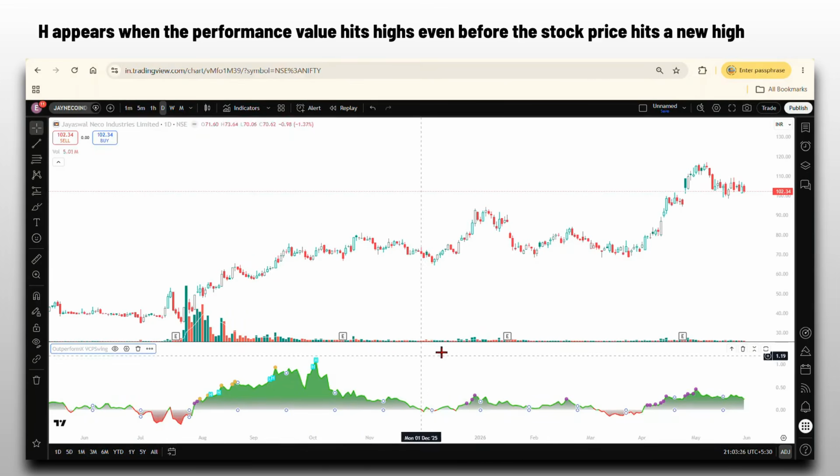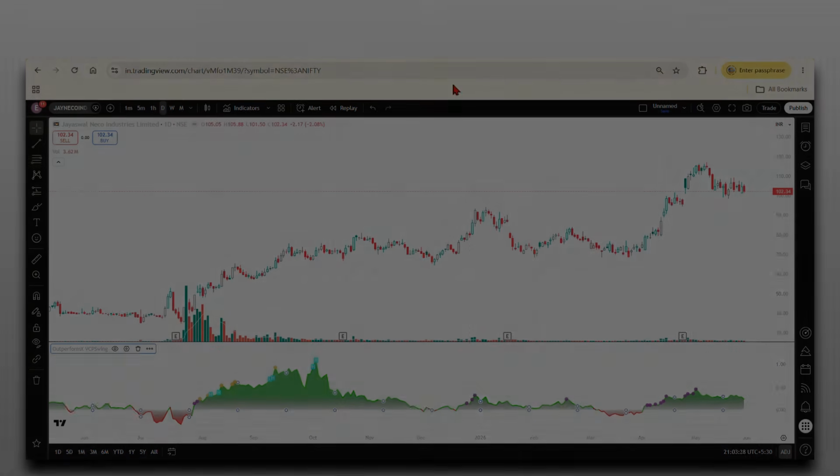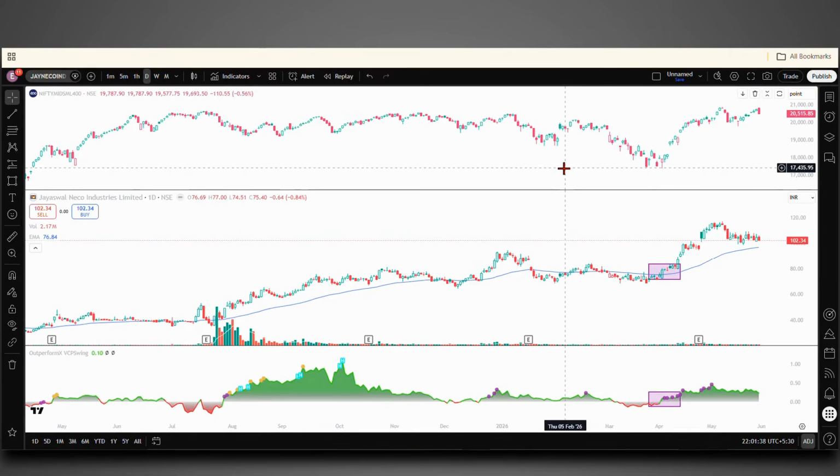Now we'll just look at some examples. So now we will go through some examples. I have just added the Nifty Mid Small 400 index here above and 50 EMA to the stock just to understand the overall trend of the price movement.